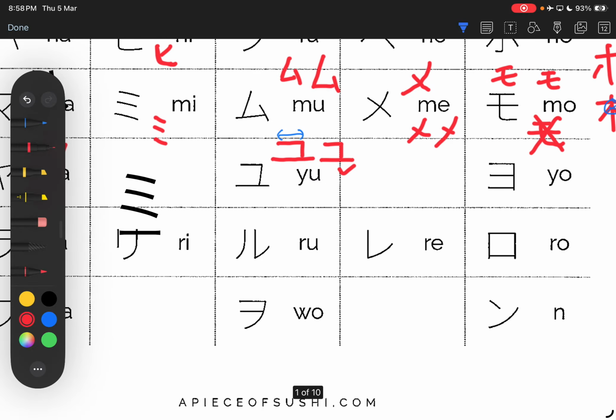Next we have yo. Right, it's not an E. You need to follow this stroke order. 1, 2, 3. One more time. 1, 2. So the first stroke is the horizontal and vertical first. Then we can slowly throw in our bottom two strokes.